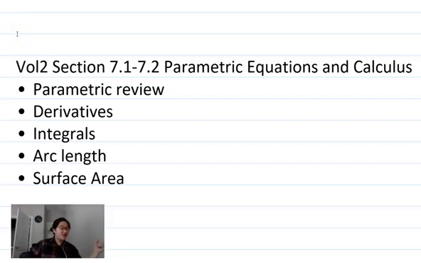Welcome back. We are looking at parametric equations, and then we're looking at calculus with those. And calculus, remember, is derivatives and integrals, and then thinking about integrals, we can use that for arc length and surface area and other fun stuff. So let's get to it.